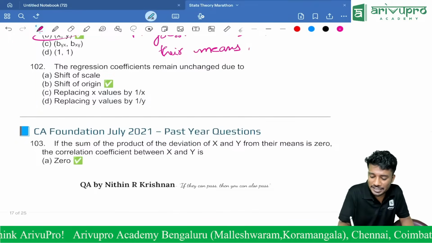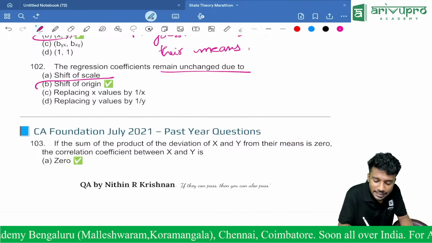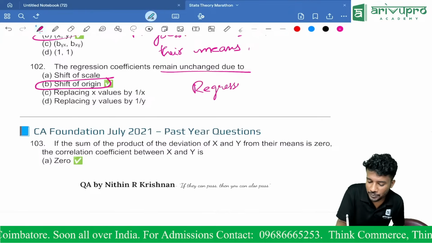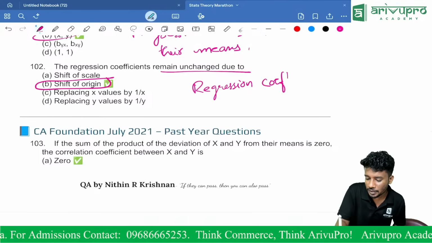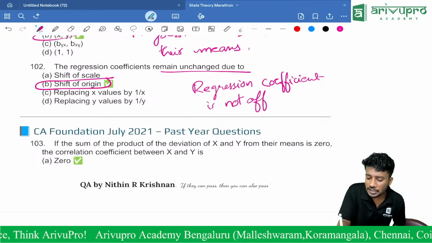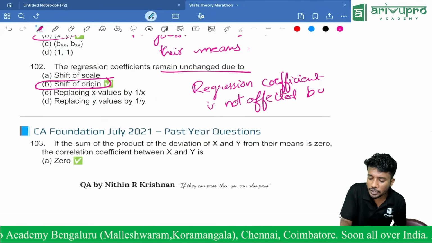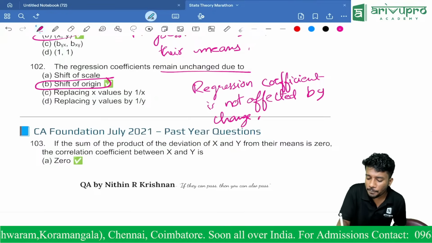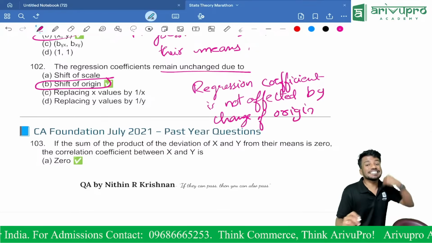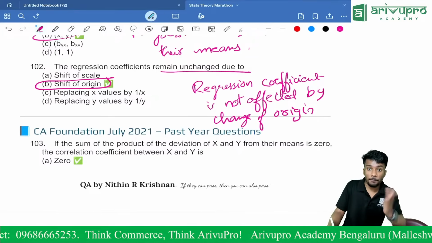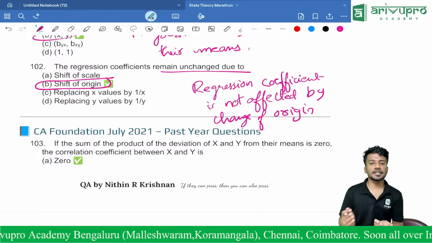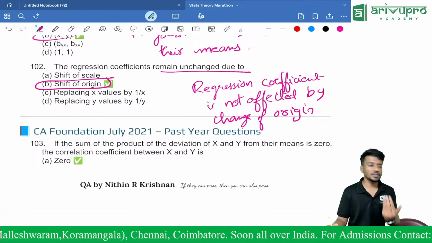The regression coefficients remain unchanged. They will not change if we shift the origin. So the regression coefficient is not affected by change of origin. Then the value of the regression coefficient changes if we multiply or divide by a negative sign. So the sign of the regression coefficient will change if you multiply it with some values.